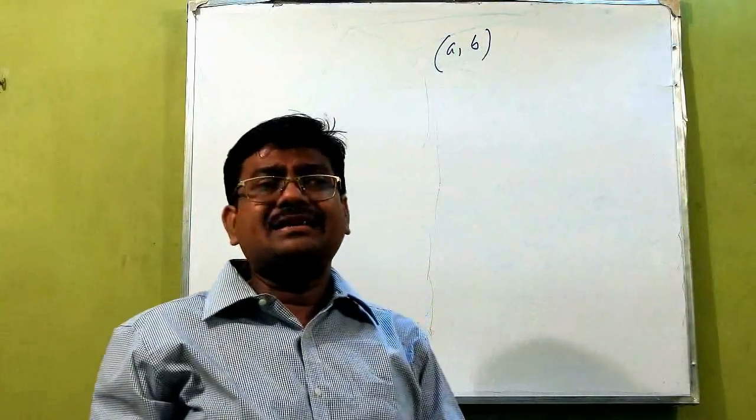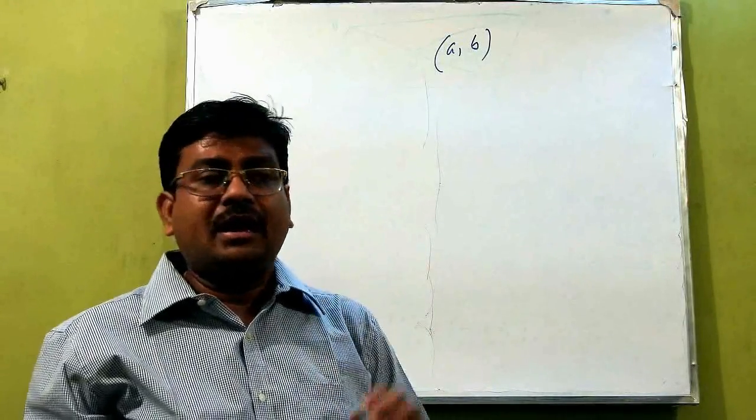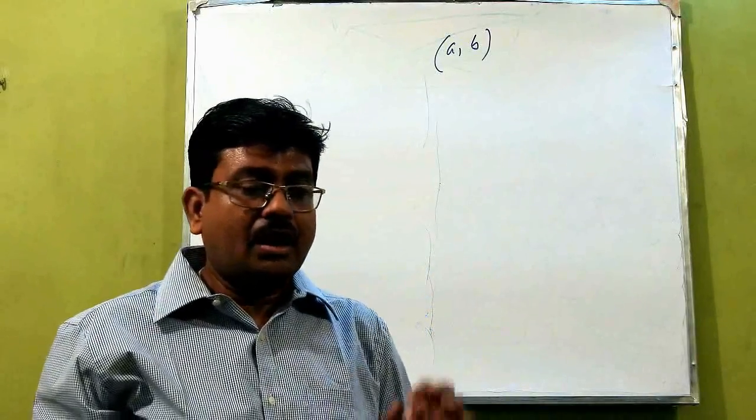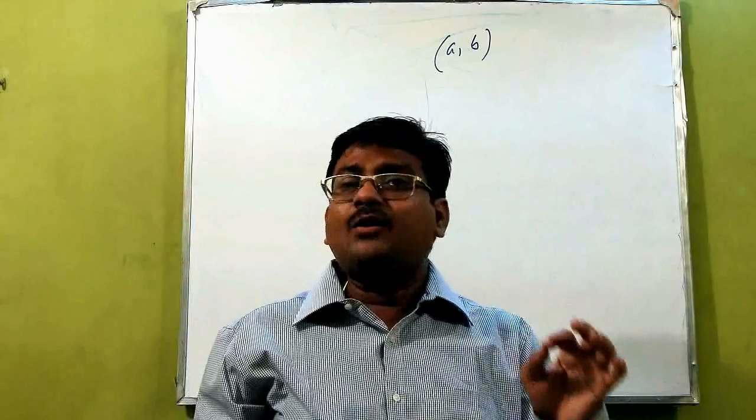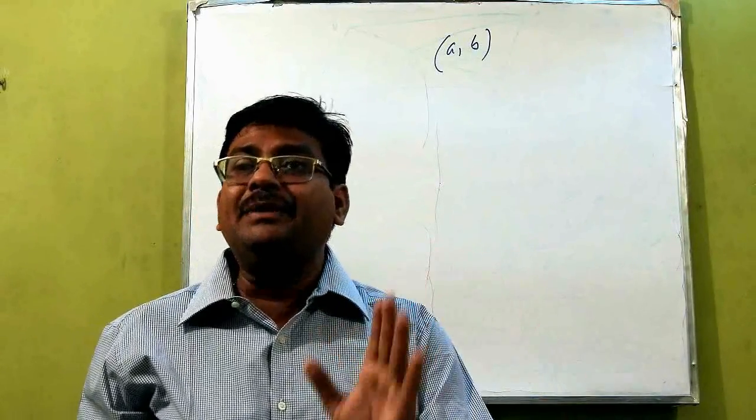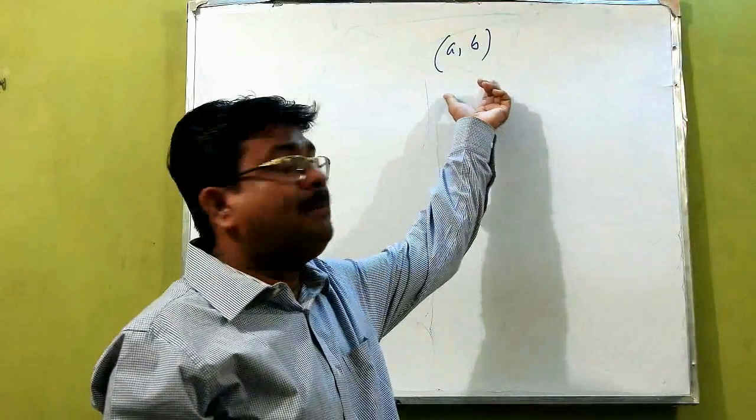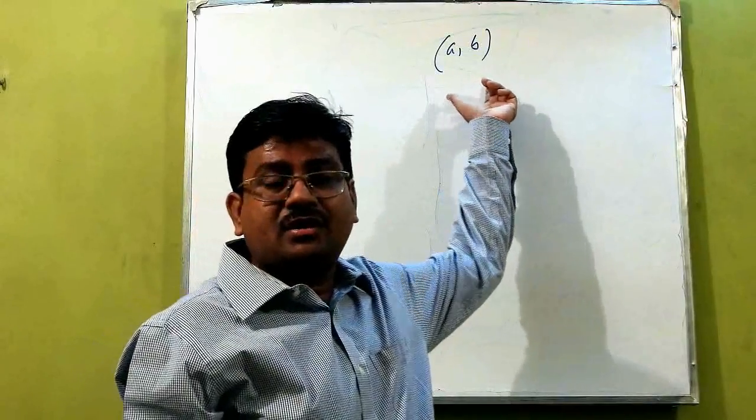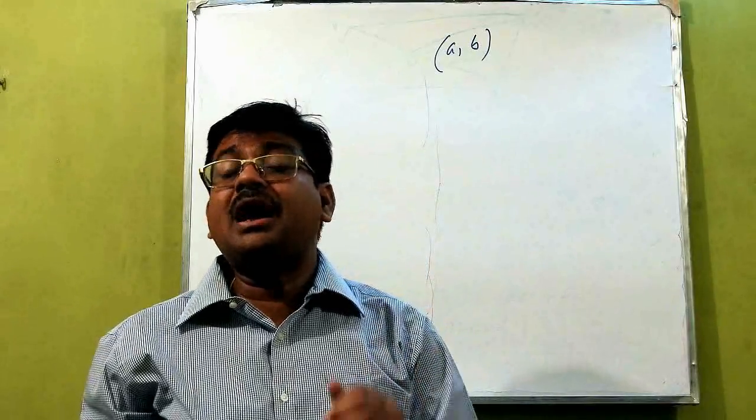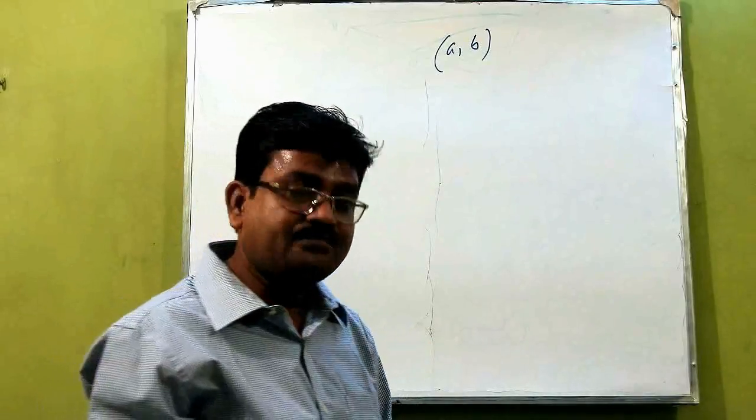Now, I discuss the Cartesian product. What is the Cartesian product? Let us consider 2 sets A and B. Then, A cross B is called the Cartesian product of the sets A and B if its elements are pairwise, in which the first element comes from the first set and the second element comes from the second set. Let us discuss in detail.